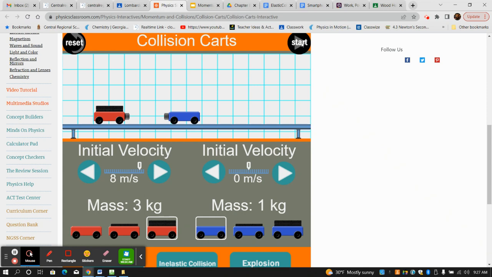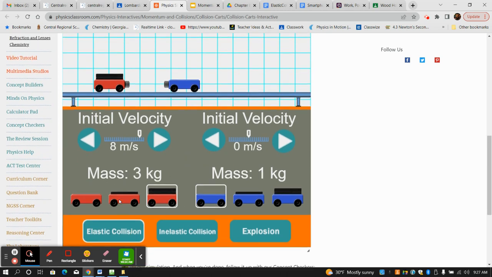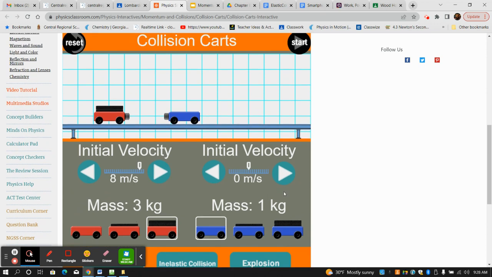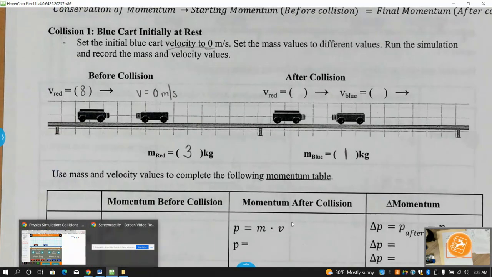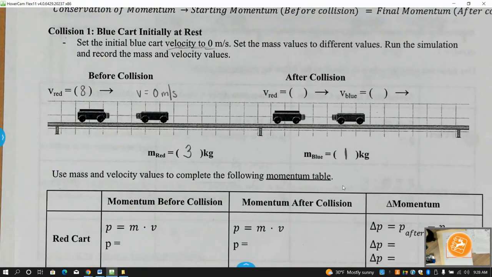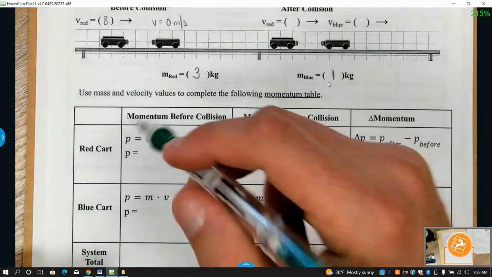If you've already run something and you can't change velocities, make sure you hit reset, and we should be on elastic collisions, not inelastic or explosion. So right now, this is what I'm dealing with. I wrote down my starting velocity. The velocity of the blue should be at rest because that's what they tell us in the problem. And I have my masses. So before I actually run the simulation, I can take my numbers and put them in.